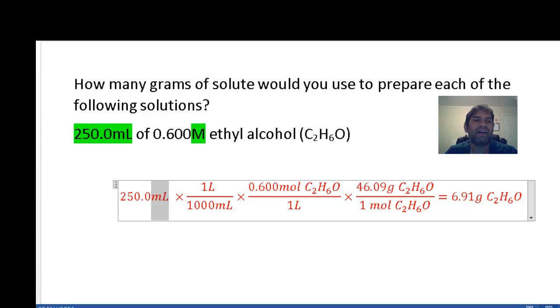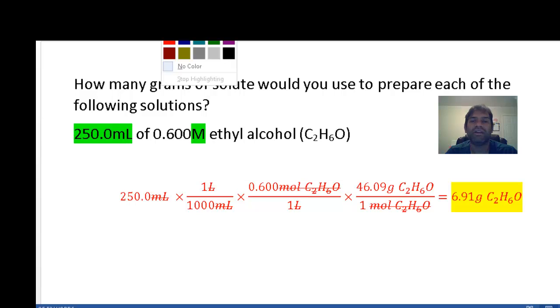Again, let's be cognizant of our unit cancellation. The problem is asking us to solve in grams, and we see that the mLs cancel, the liters cancel, and the moles of ethyl alcohol cancel. We're left with grams of ethyl alcohol, and doing this on my calculator, I'm getting an answer of 6.91 grams of ethyl alcohol that is contained in 250 mLs of a bottle of ethyl alcohol whose concentration is 0.600 molar.